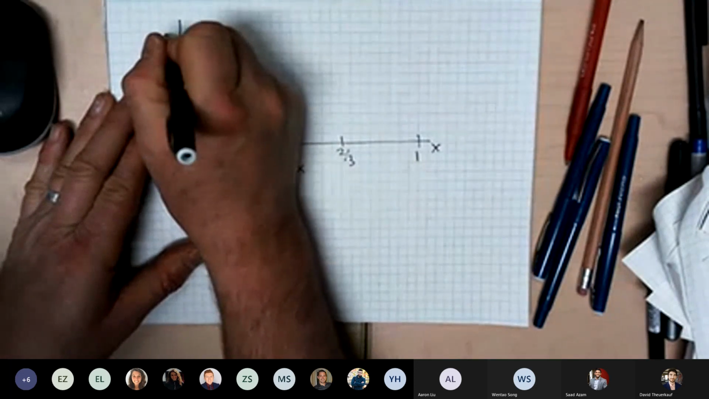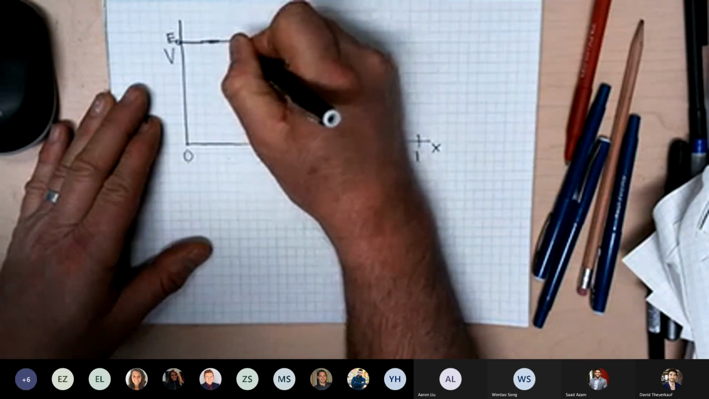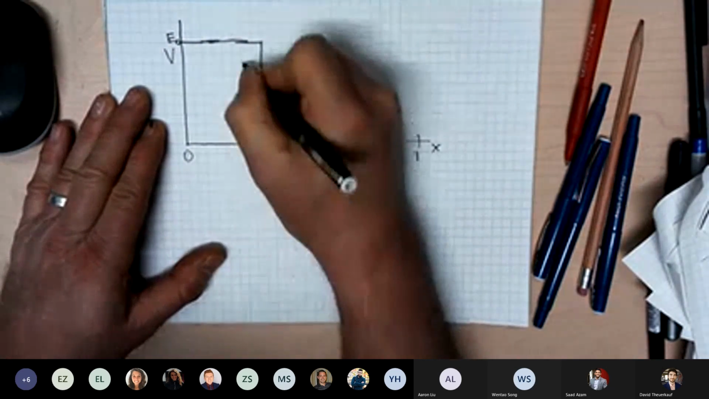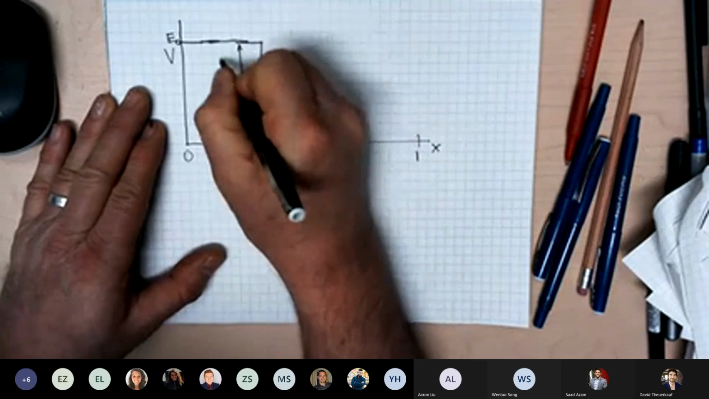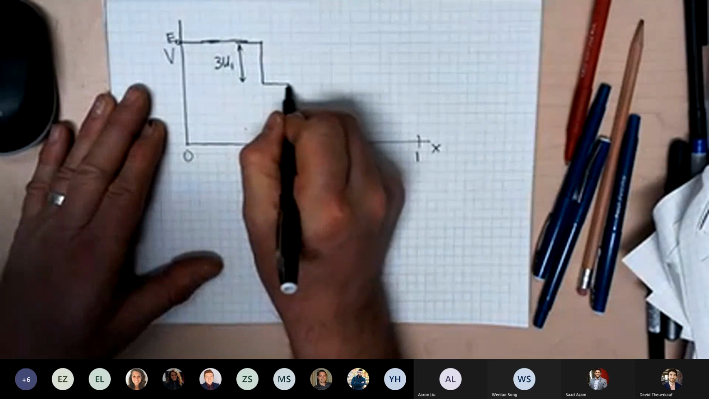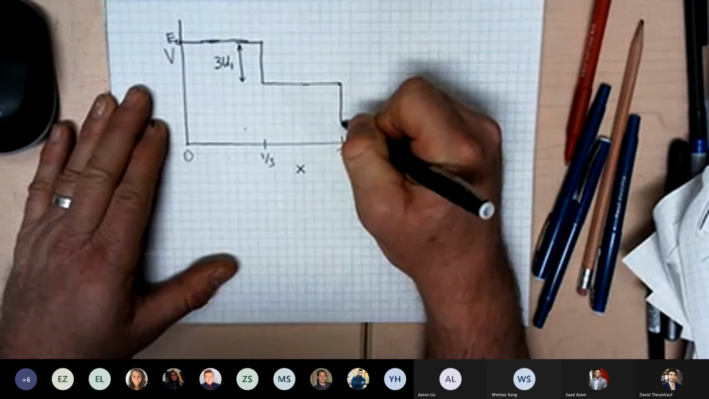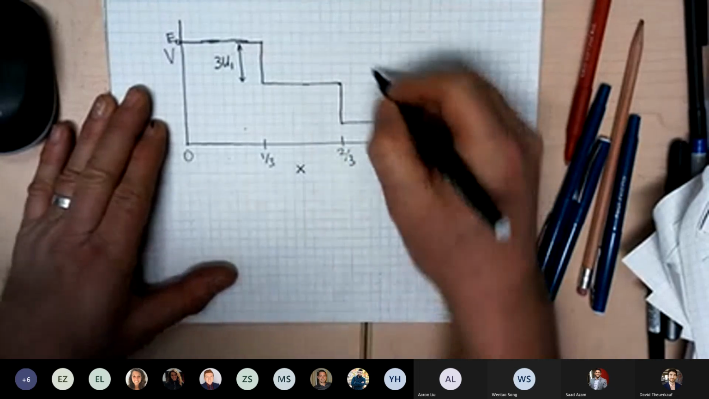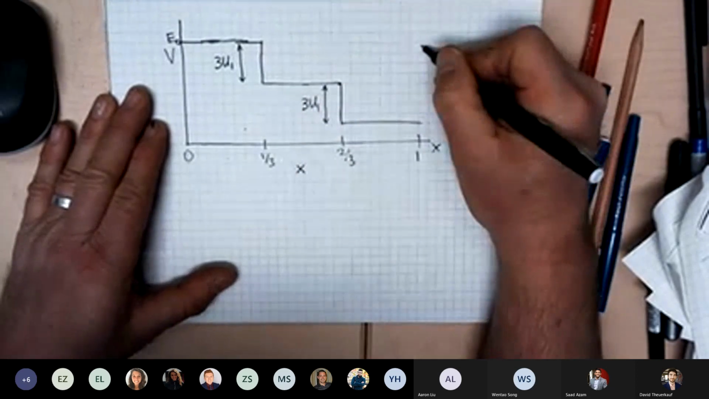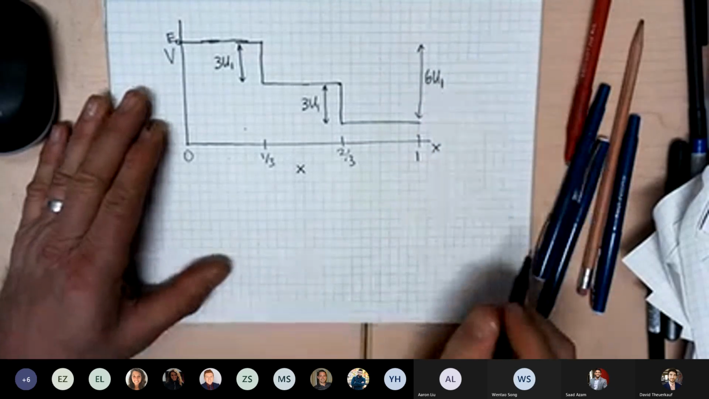So you have some site energy which sets the voltage at the beginning, and it goes along flat. And then at x equals a third, it drops by a value of 3 U1. And then it's constant again. And at 2/3, it drops again by a further value of 3 U1. So the total drop is 6 U1.